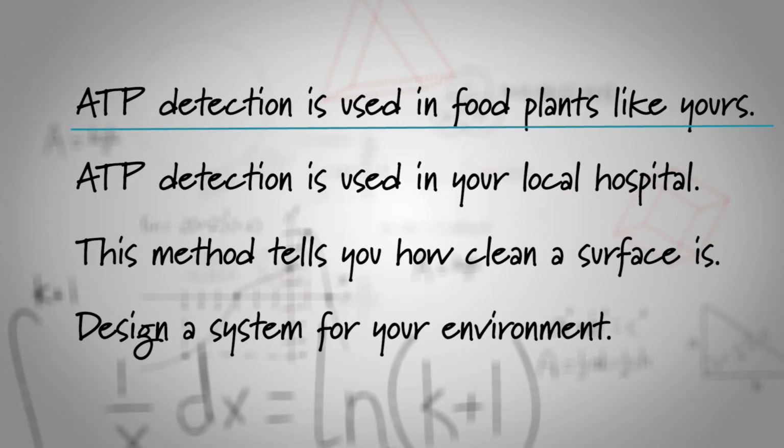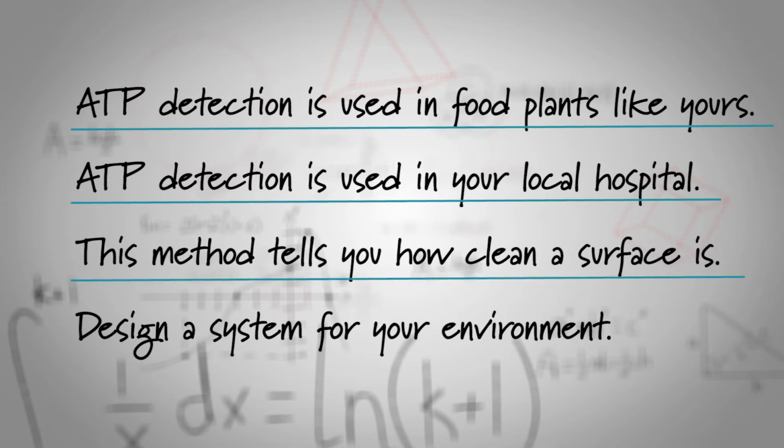So quick summary, ATP detection is used in food plants like yours. ATP detection is also used in hospitals at times, and in both of those situations, it tells you how clean a surface is. Generally, the larger the number, the more dirty the surface, the smaller the number, the cleaner the surface. Design your system for your own environment. Your environment is going to be different from the next person's environment, so you have to be careful. And then there are lots of uses for ATP measurements, but we'll go to those in another video. We'll also talk a little bit more about what an environmental program is and what it takes to do that in another video.